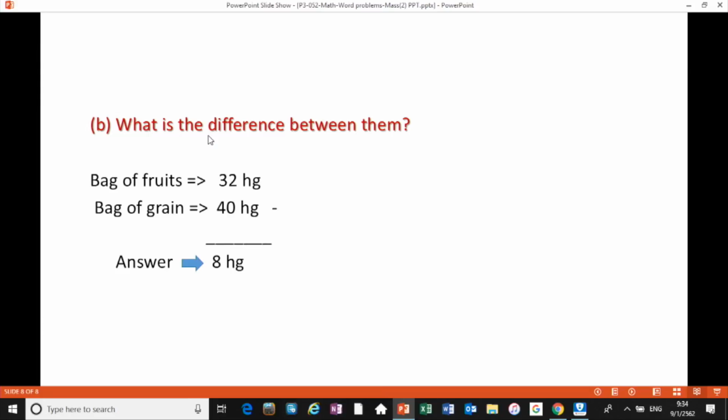Ready? What is the difference between them? The difference between them is 8 hectograms. Excellent, guys. Any questions? No. Well done.